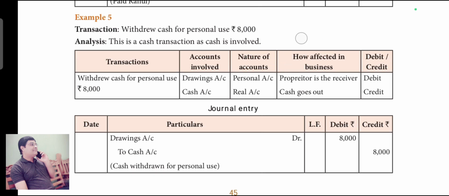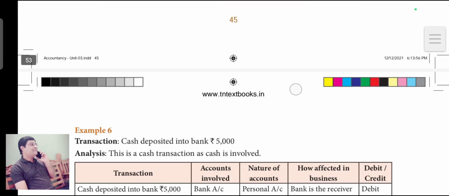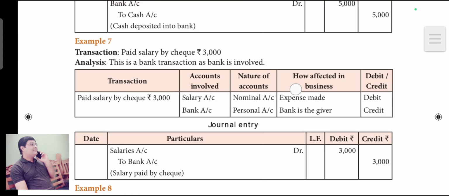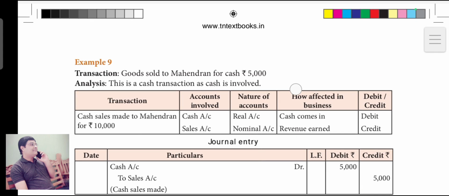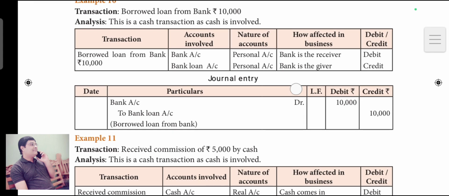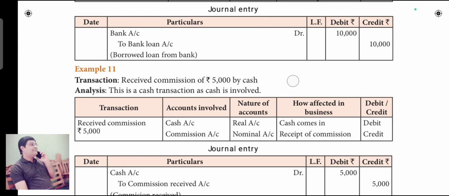For 2 marks, this example 5, withdraw cash for personal use. Journal entry is drawings to cash. Whenever personal is given, it means drawings to cash. Then one more 2 marks important question. Borrow loan from bank. Answer is bank account debit to bank loan account. Always remember. 11th example also is important.